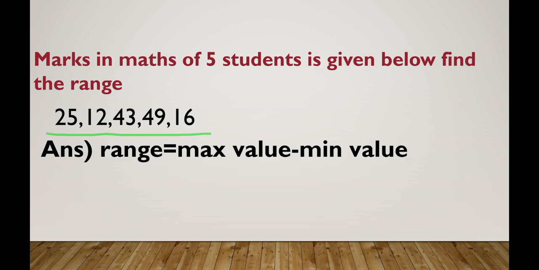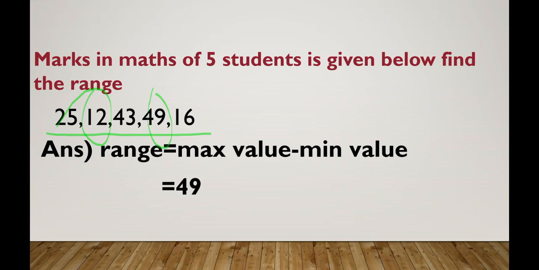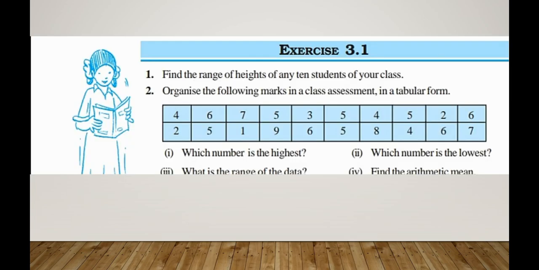What is the maximum value here? Maximum means the highest value. Highest value is 49. The minimum, the smallest value, here it is 12. So we are going to subtract it. So maximum value 49 minus 12. What is 49 minus 12? 37. So that is range. So arithmetic mean and range. Okay. Now comes the next one.